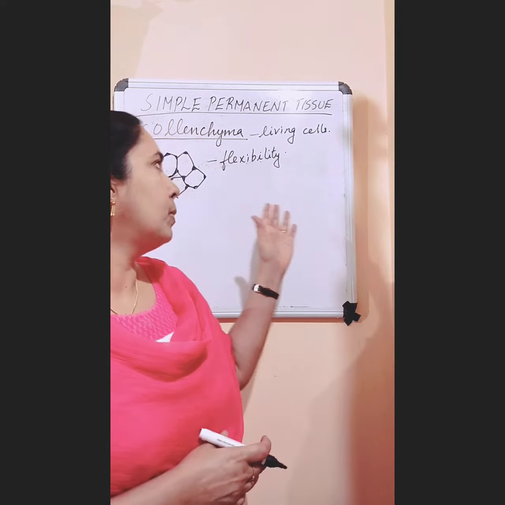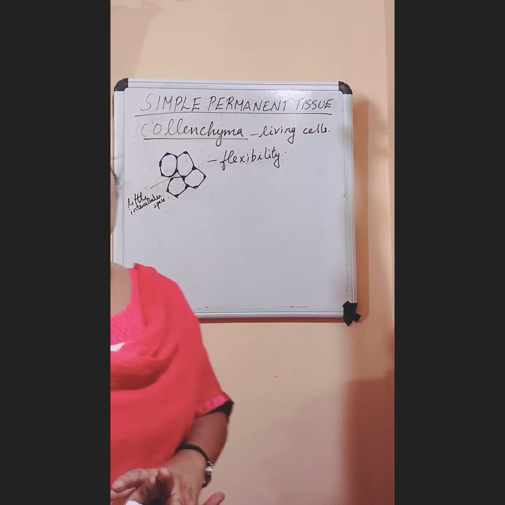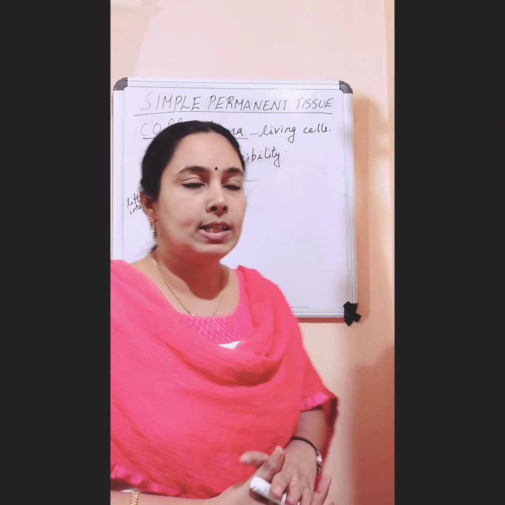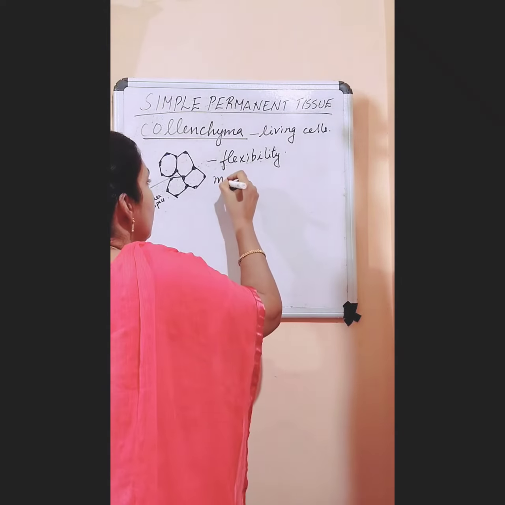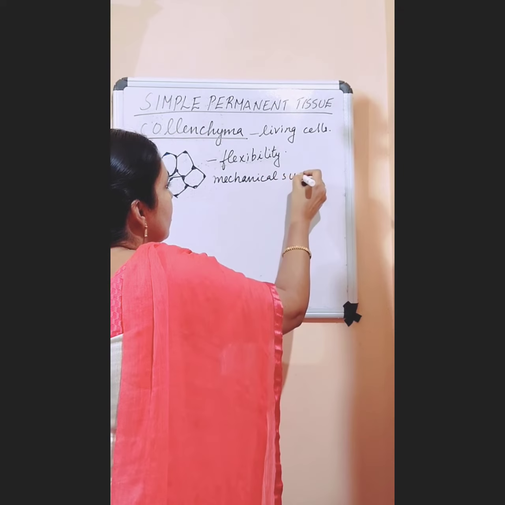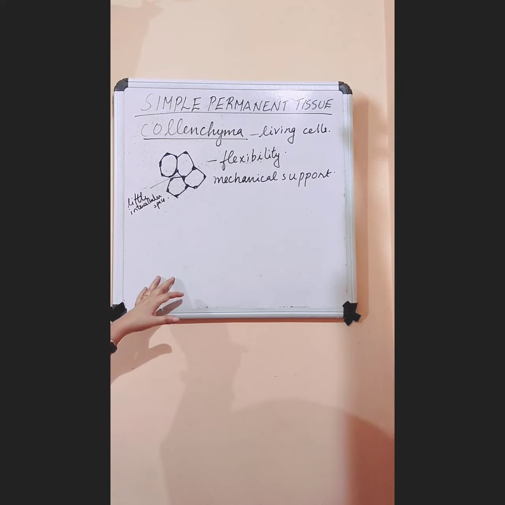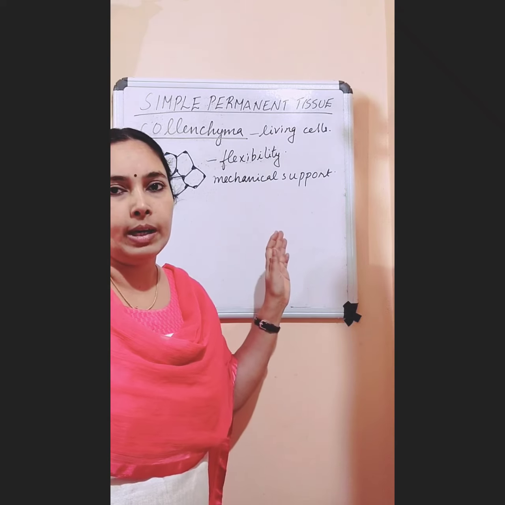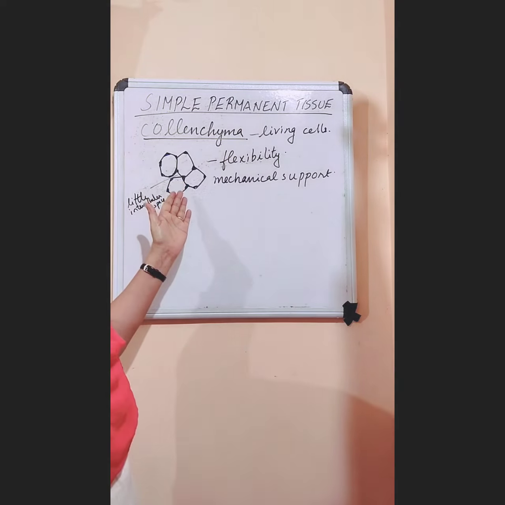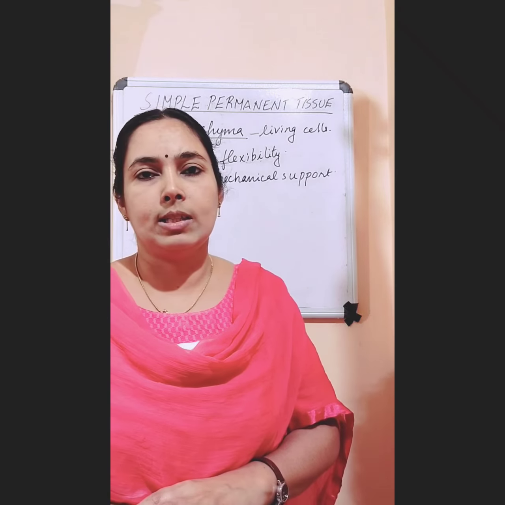Which cells are giving this flexibility? The flexibility is given by collenchyma. So the main function is that they give flexibility, and also they give mechanical support. For two functions, mechanical support and flexibility. Then they are living cells, with less intercellular space, and they are thickened at the corners.